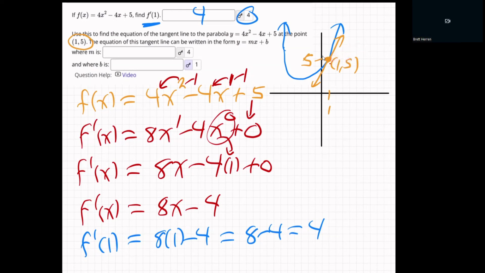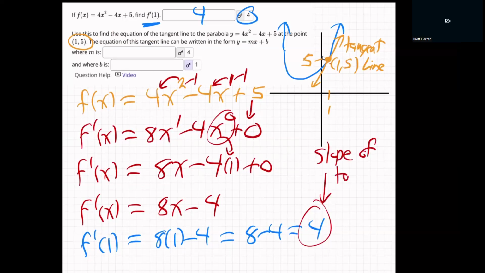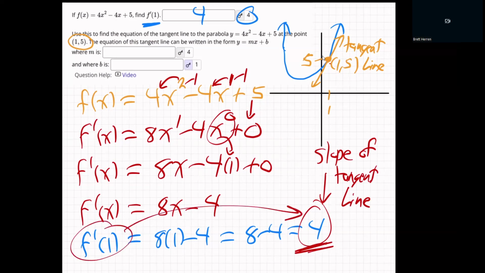That right there is called the tangent line, the line that hits only one point on the very edge, just nicks the graph. So the slope of the tangent line is this right here that we just found. The derivative, the f prime, gives you the slope of the tangent line. Okay, so we got the slope of this line is 4. And now the m is 4. That's the slope.